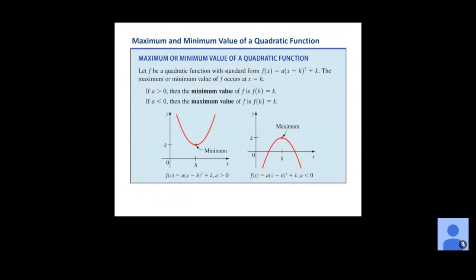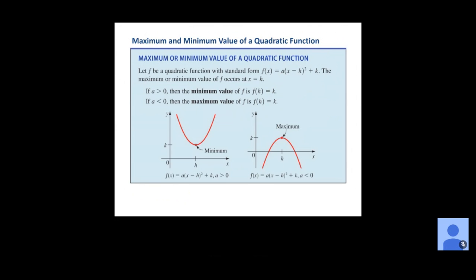All right, max and min values of a quadratic. So if we let f be a quadratic function in vertex form, right, the form that we just looked at, the max or min value of f occurs at x equals h. Then if we want the minimum or maximum value, we're going to find the value of k, which is just the y value of that vertex, and that will tell us the min or max value of that function.